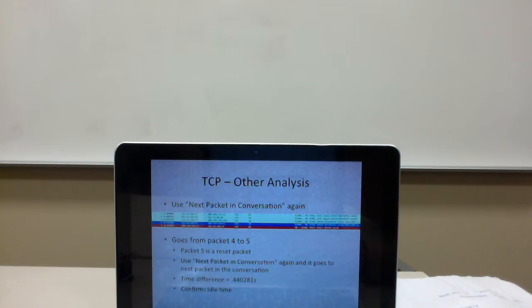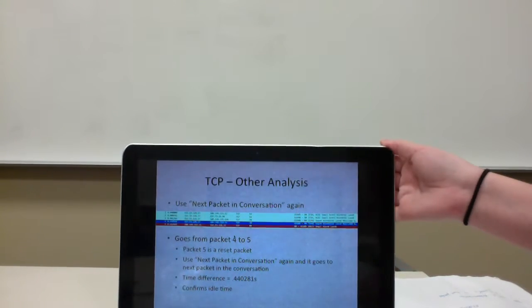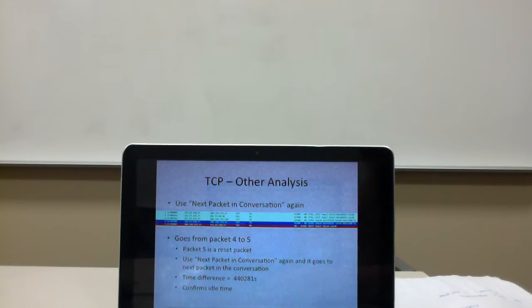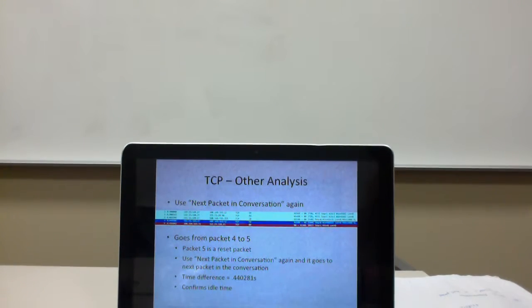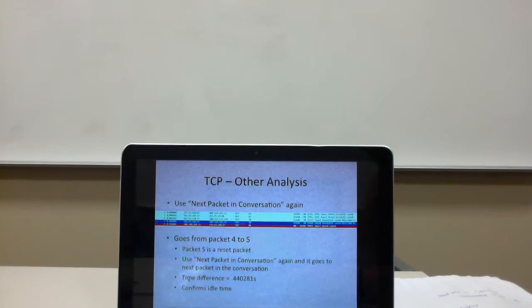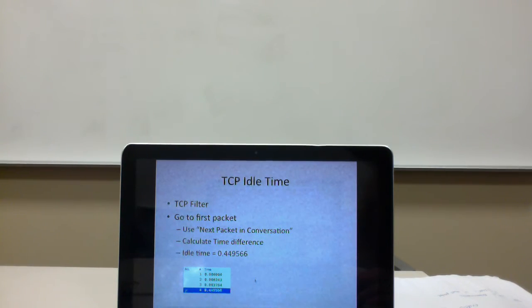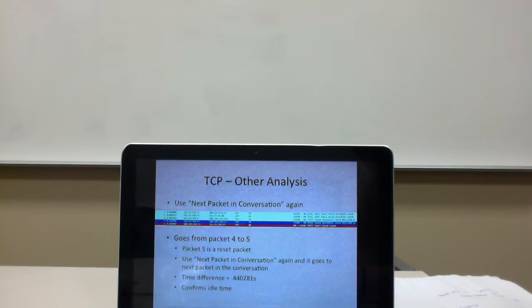So I went from packet 4, which was a reset packet, and then I used the next packet in the conversation again, and it went to the next packet in the conversation, which was line 10, and packet 5. The time difference was 0.440281 seconds. Comparing to the 0.449566 before, it was quite close. So this confirmed the idle time that I calculated from my methodology.